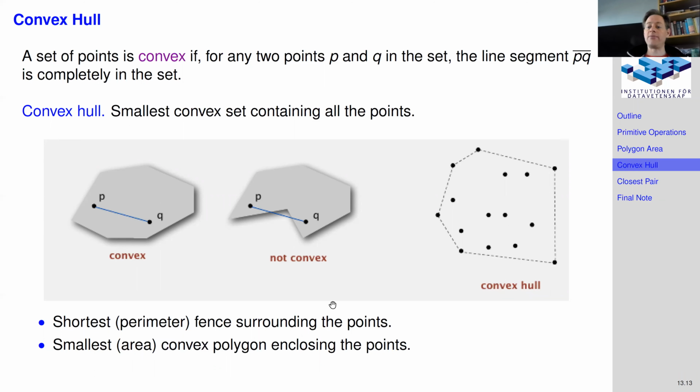And this actually has very many applications. For example, find the shortest fence around a patch of land, or a number of positions, I guess. And it's also the smallest convex polygon enclosing all the points. So very useful.